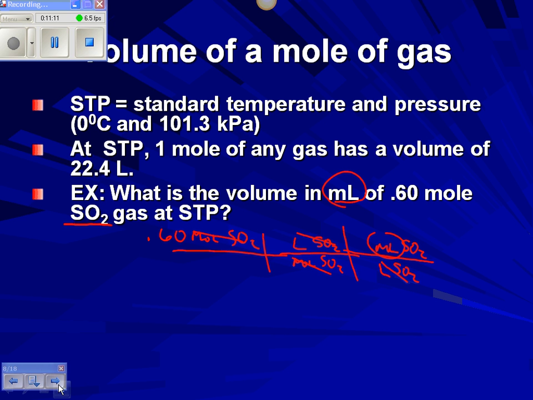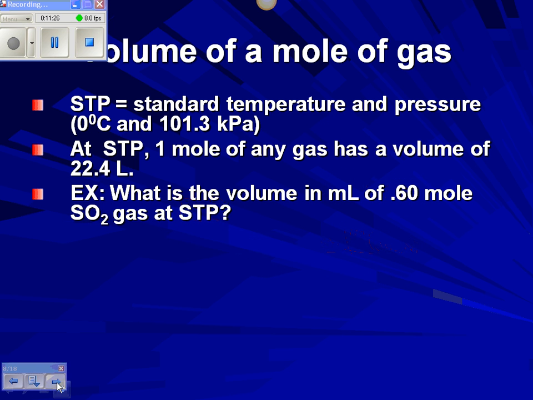I'm at STP, so I can say 1 mole is 22.4 liters, and then I say 1 liter is 1,000 milliliters. Problem's done. I have 2 significant figures in my final answer. I'm just multiplying 0.6 by 22.4, and then multiply that by 1,000.